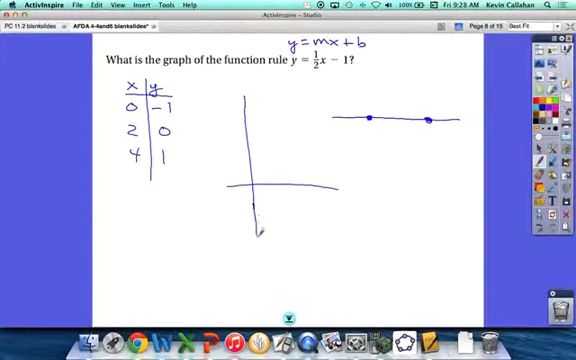Okay, I should have drawn it down here more. -1, 0, 1. 0, 1, 2, 3, 4. So the first point was 0, -1. The next point was 2, 0. And the next point was 4, 1. Okay, and definitely because it is a function, and these are real numbers, that's a continuous straight line. You do connect it up, right?